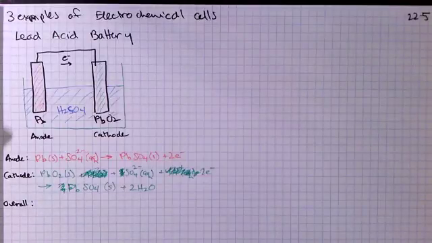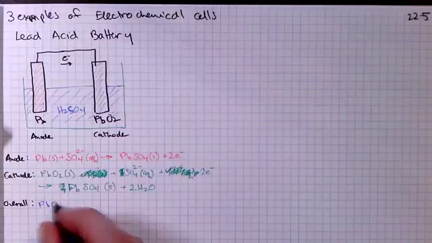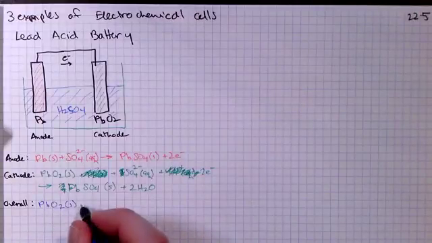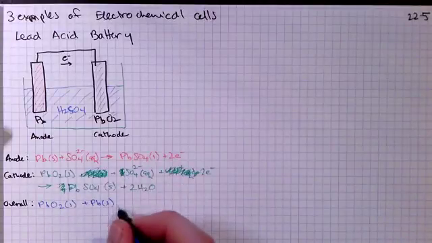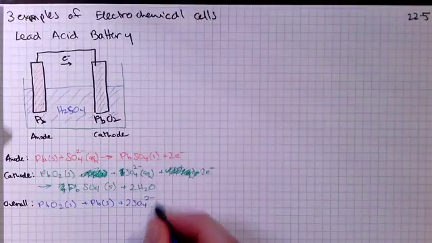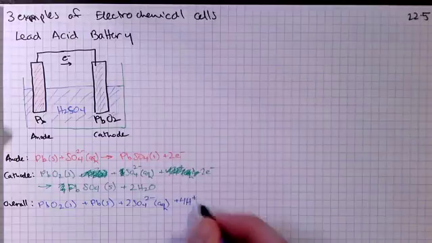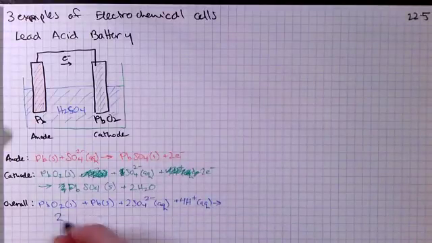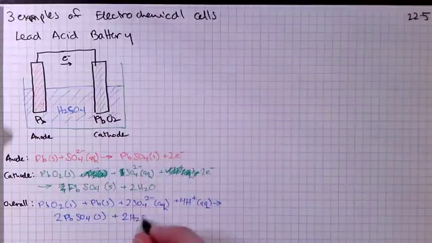And what we have is that PbO2 solid plus Pb solid. So now we're just adding the 2 reactions, plus 2 SO4, 2 negative, which is aqueous, plus the 4 hydrogen ions, which are also aqueous, are going to 2 PbSO4, which is a solid that'll deposit out, plus 2 H2Os.